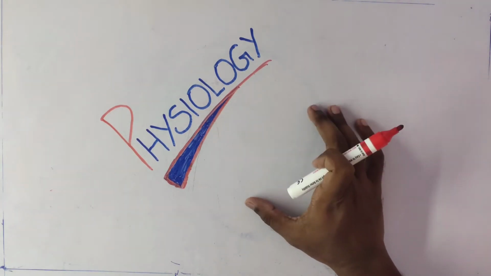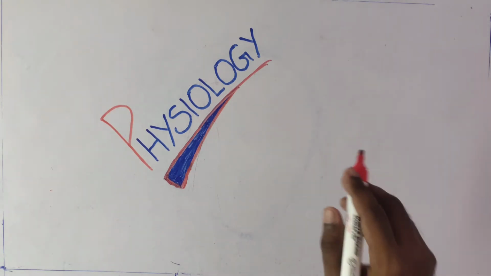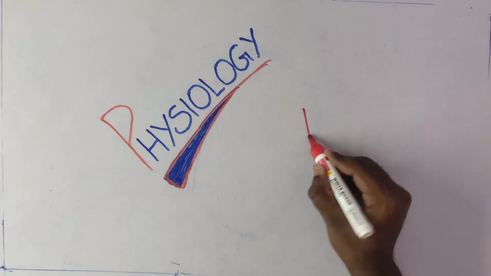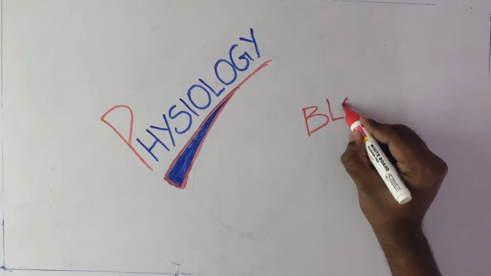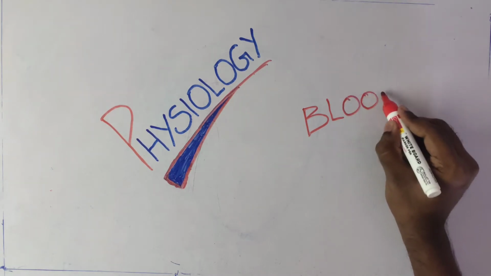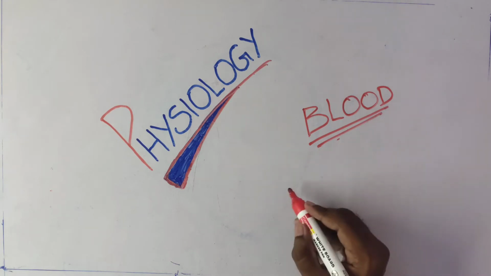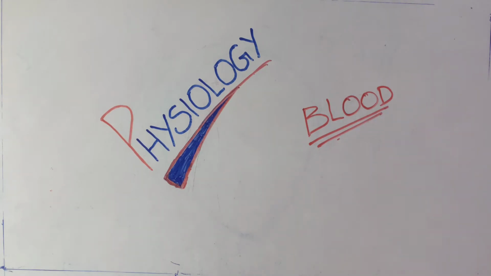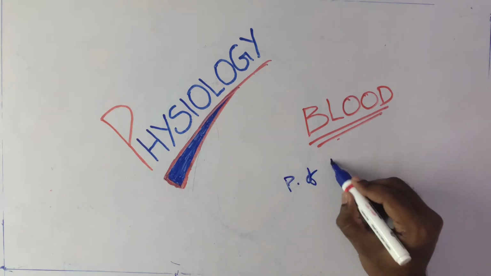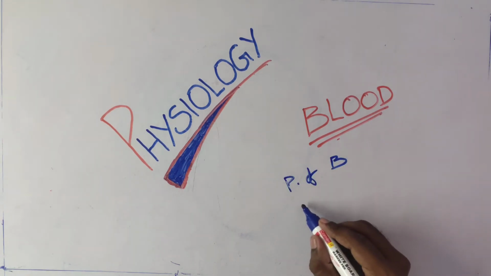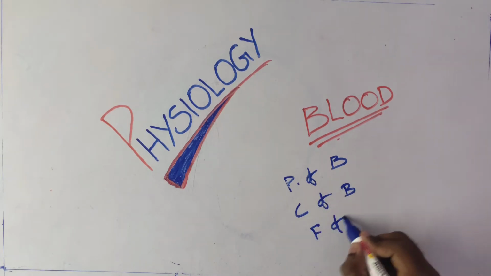Now, from today we are going to start our physiology class, and from today's class we will start the concept of blood in physiology. In the concept of blood, we will discuss the properties of blood. Next, composition of blood, functions of blood.